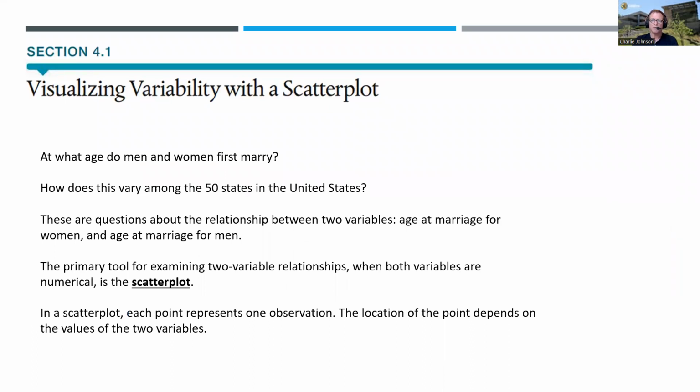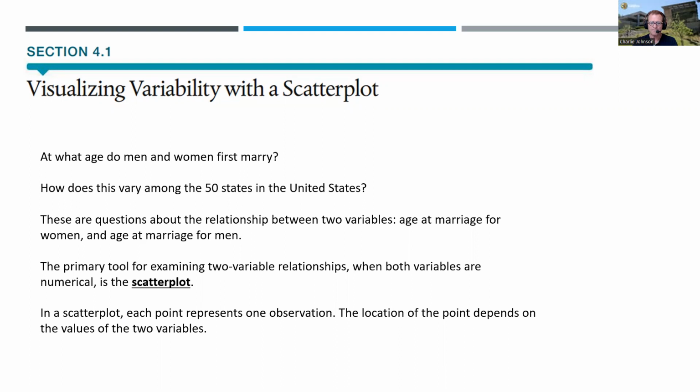The kinds of questions that we're going to be looking at in this section is, at what age do men and women first marry? How does this vary among the 50 states in the United States? These are questions about the relationship between two variables, age at marriage for women and age at marriage for men. The primary tool for examining two variable relationships when both variables are numerical is the scatterplot.